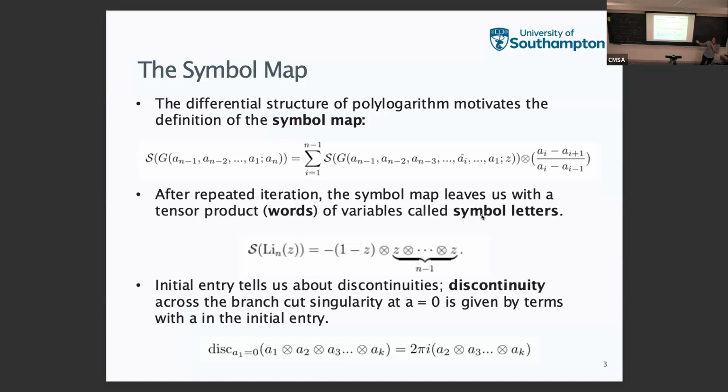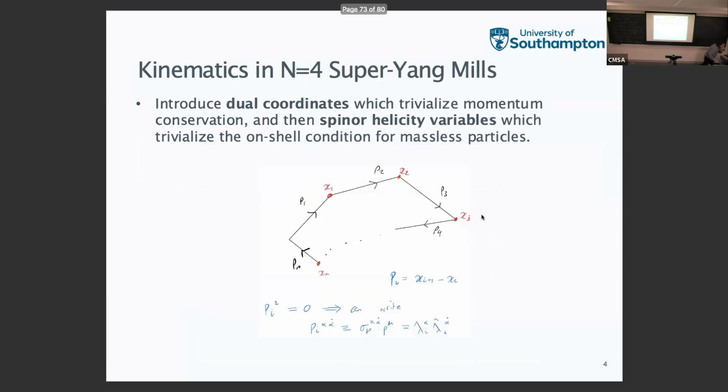A nice thing about symbol level work is that it essentially reduces things to a linear algebra problem, and you can potentially bootstrap the answer by realizing there's only one symbol which fits all the constraints you would want to have.